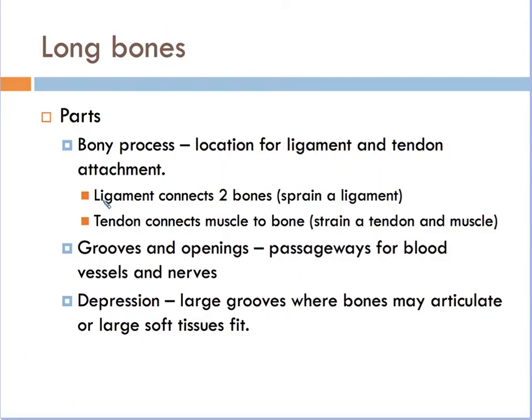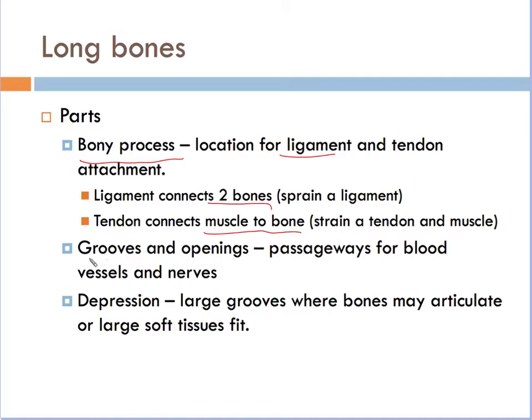A couple other parts, some different terminologies. We have a bony process. If you have a process, that is a location for ligament and tendon attachment. We're going to look at a number of those as we go through the bones of the body. So a ligament connects 2 bones. A tendon connects muscle to bone, but those connect typically at processes.